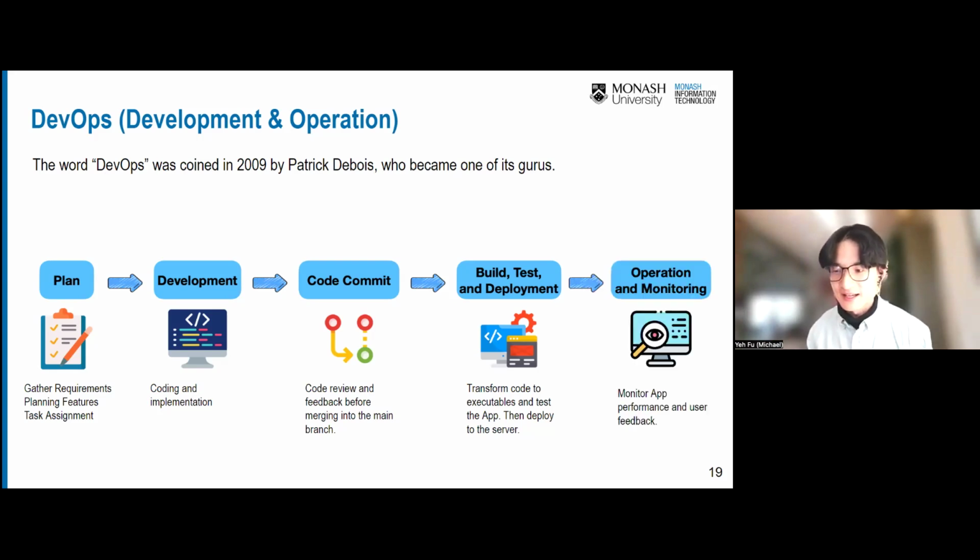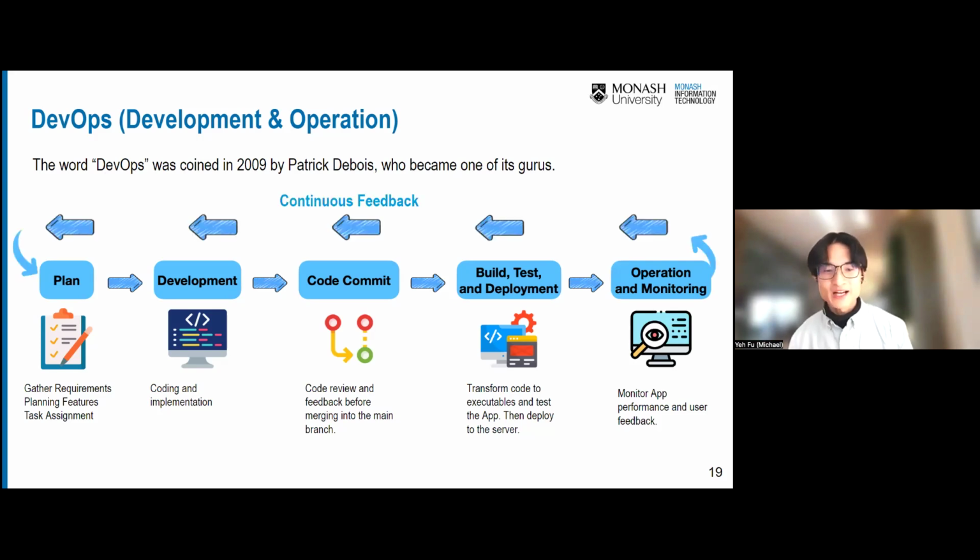After that, it's operation and monitoring. What we want to monitor is the app performance and the user feedback. And we have this continuous feedback loop to the planning. So if there is some error during app operation, or some anomaly or performance issue detected during operation, we just need to report back to the development team, and then we need to make a quick response to solve the issue. So that's how DevOps works.